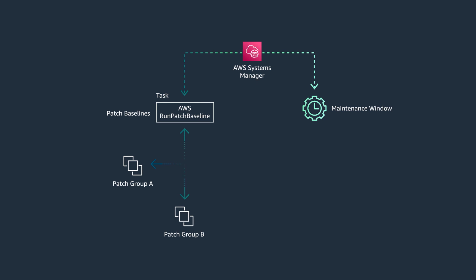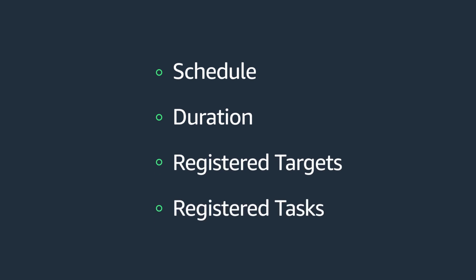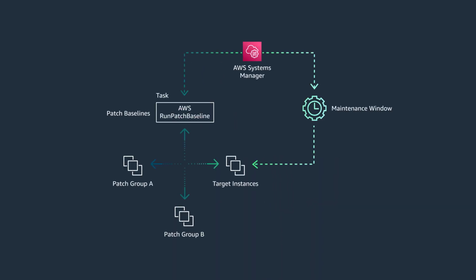You can also use AWS SSM Maintenance Windows, which lets you define a schedule for when to perform potentially disruptive actions, like patching your operating system, updating drivers, or installing software. Each maintenance window has a schedule, a duration, a set of registered targets, and a set of registered tasks. Typically, you want to apply your patches at a time when there is least impact to your organization.